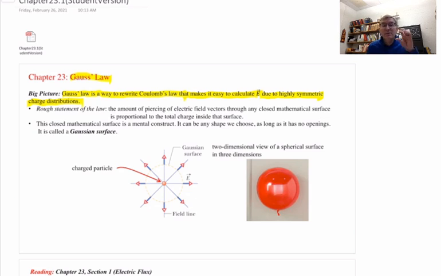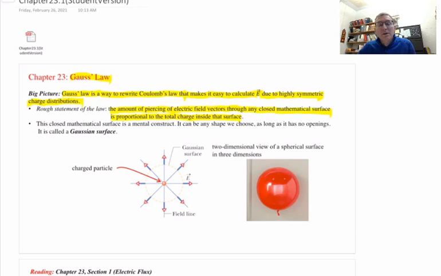But I haven't even said in words what Gauss's law says. Here's my first rough statement of it, just a kind of loose language way of saying it. Gauss's law: the amount of piercing of electric field vectors through any closed mathematical surface is proportional to the total charge inside that surface.